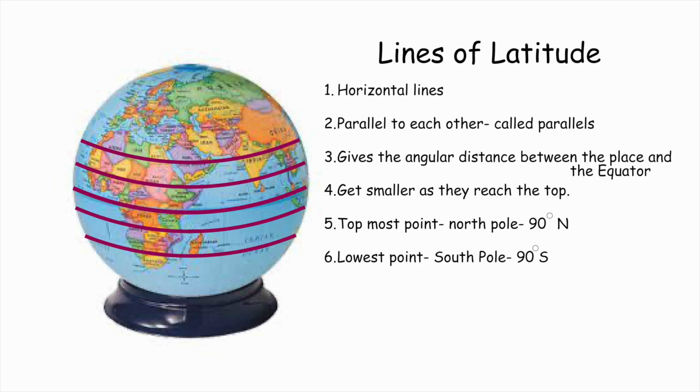Lines of latitude are horizontal lines. They are parallel to each other, and therefore they are also called parallels. It gives the angular distance between the place and the equator. It gets smaller as it reaches the top. The topmost points are the North Pole, which is 90 degrees north, and the lowest point is the South Pole, which is 90 degrees south.